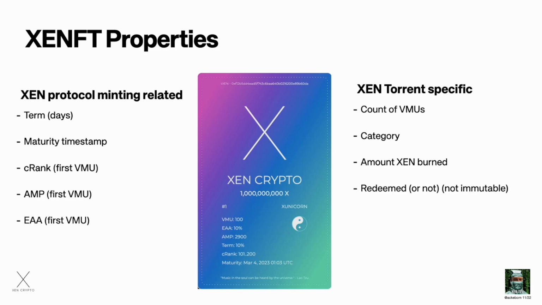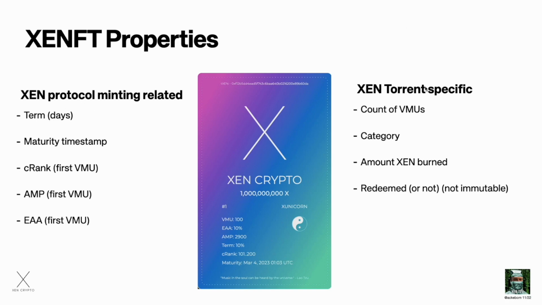Let's talk about some of the properties that the XENFT has. Each issued XENFT will have the following properties encoded and stored in the Xen Torrent smart contract. Some of them are specific to the Xen protocol and some are Xen Torrent specific. The Xen protocol properties are the term days, the maturity timestamp, the C rank, AMP and the EAA, and the first one in the range.